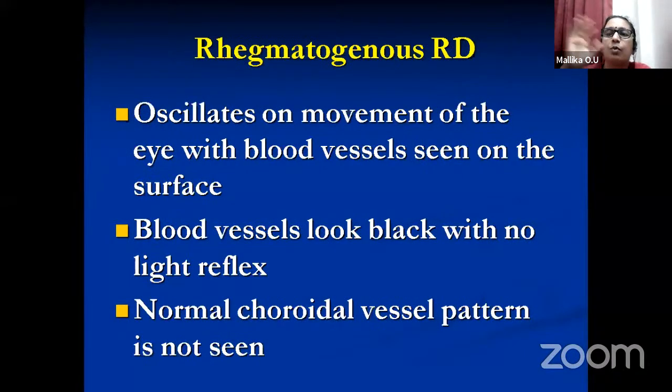And this detached retina will move freely if it is a fresh retinal detachment, and oscillates on movement. So if you ask the patient to move the eye, this detached retina moves along with the movement of the eye, and the normal appearance of the retinal blood vessels is also lost. They appear black in color with no light reflex within the walls of the retinal blood vessels, and the normal choroidal pattern is also not visible.